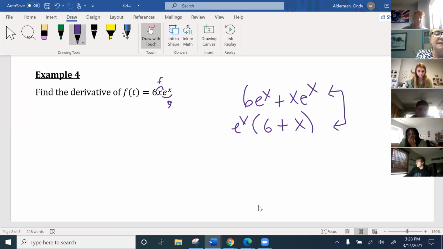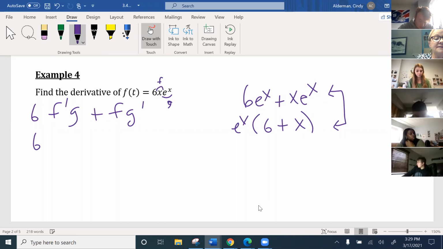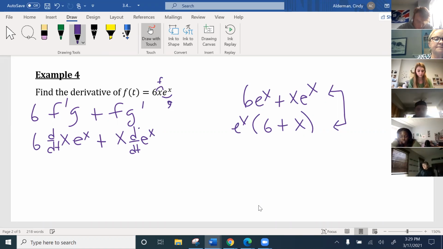All right, so let's do it. Let's see. We know that 6 is going to come out. So then we're going to do f prime g plus fg prime. We've got 6 times the derivative of the f function, which is x, times the g function, which is e to the x. Now we have f by itself with this just x, and g prime would be the derivative of e to the x.